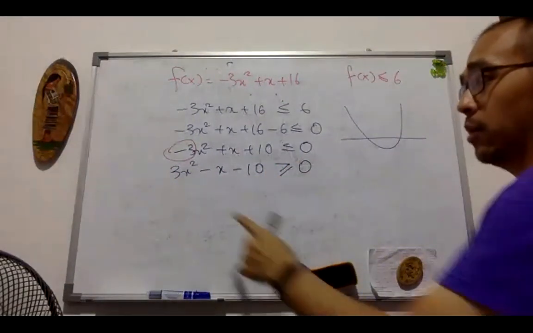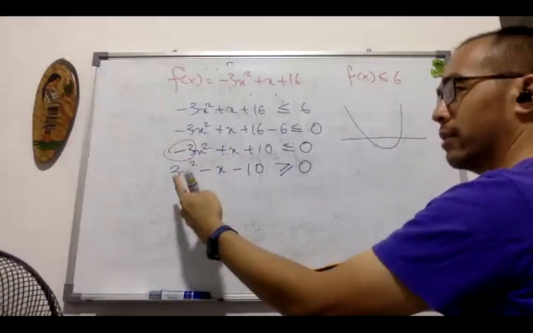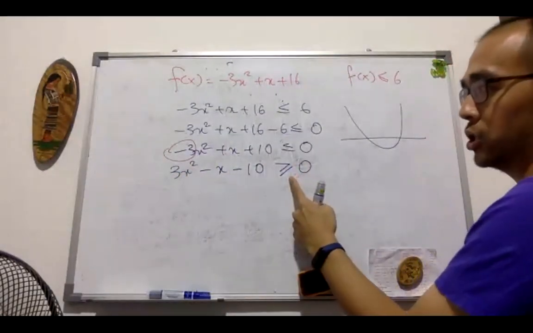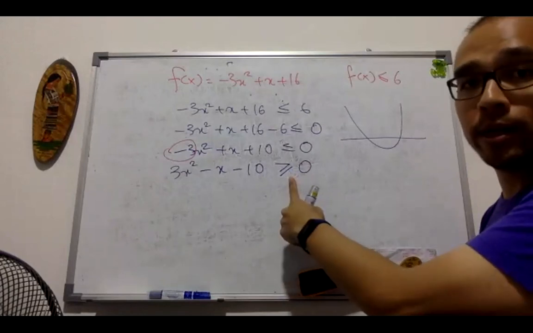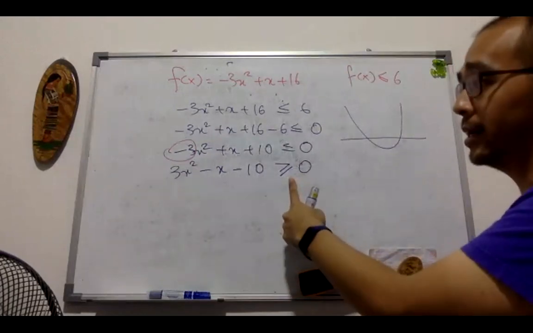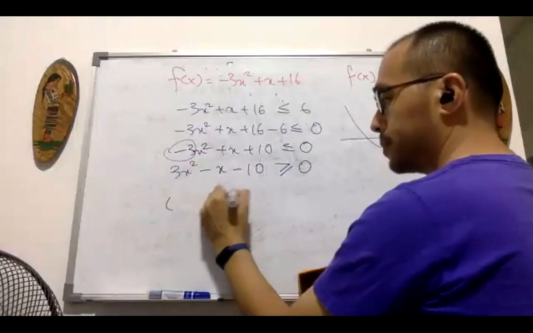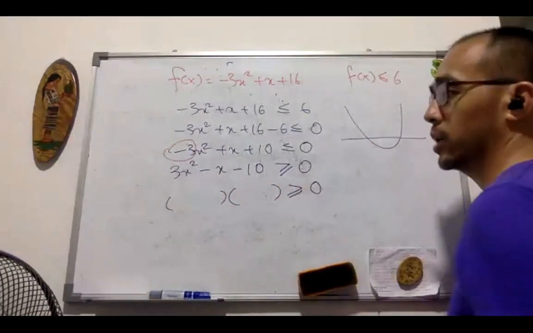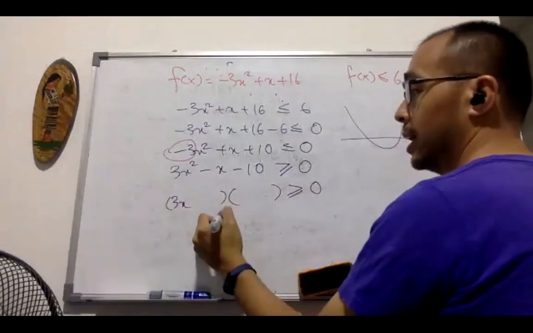The very important thing is that when you change the sign for everything, you also have to change the direction of the inequality. Okay, then after that you factorise this one, so you get 3x.